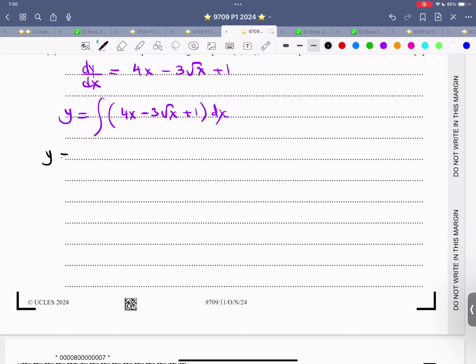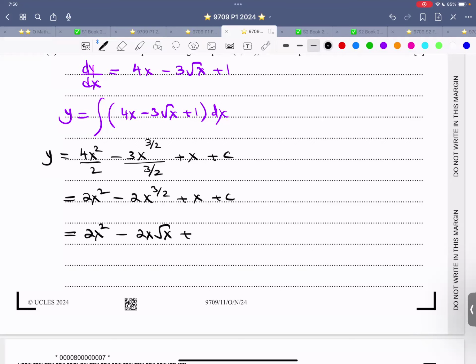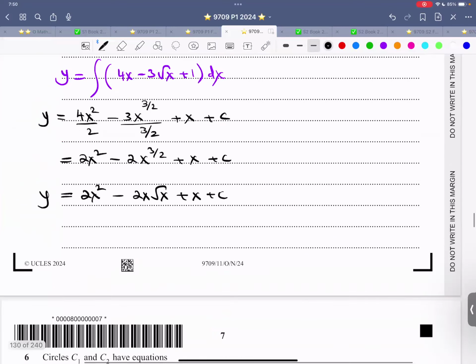So therefore, y is equal to 4x becomes 4x squared over 2. 3 root x means 3x power half. So 3x half plus 1 is 3 over 2. Division by 3 over 2 plus x plus a constant of integration c. Simplify, this is 2x squared. Division by 3 over 2 is multiplication by 2/3. So 3 into 2/3 is 2, minus 2x to the 3 over 2 plus x plus c. I can even write this as 2x squared minus 2x root x plus c. This also looks good.